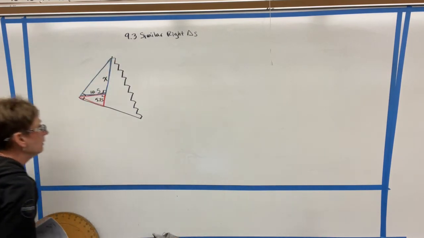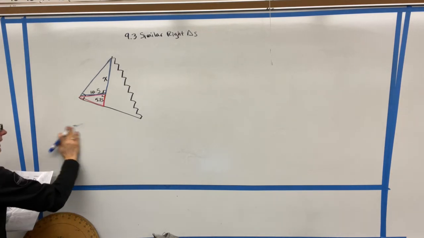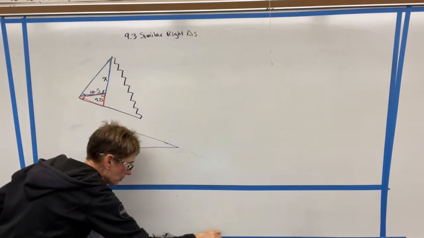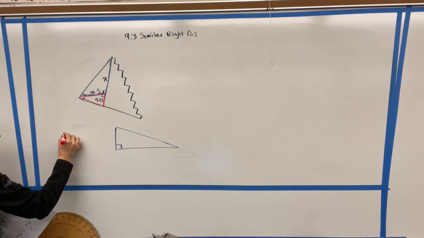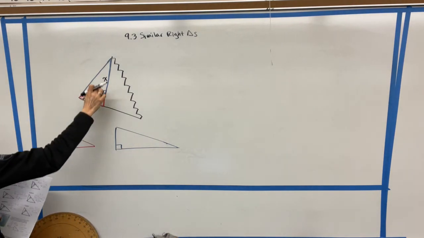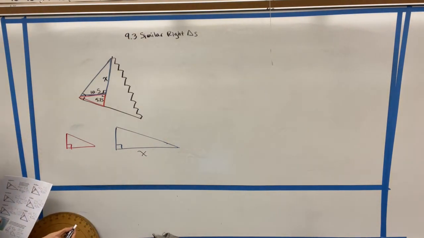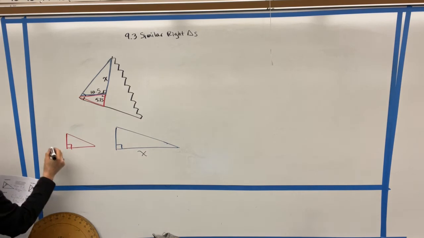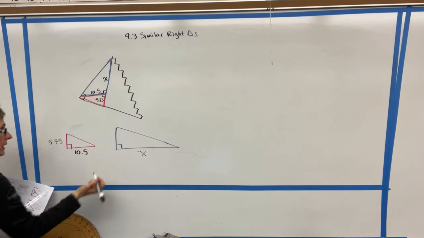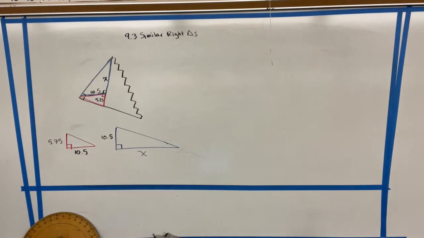So I'm going to draw the medium triangle and the small triangle down below here. That's my medium triangle. Here's my small triangle. And I'm going to label them with the information I have. Now, notice that the X in this case is the long leg of the blue triangle. And then for the red triangle, I have the short leg at 5.75 and the long leg at 10.5. And the 10.5 is also the small leg of my blue triangle.